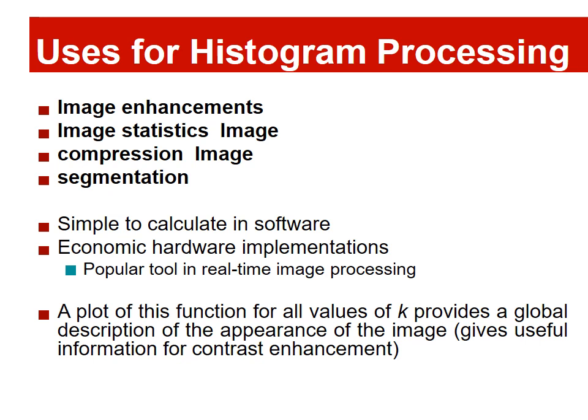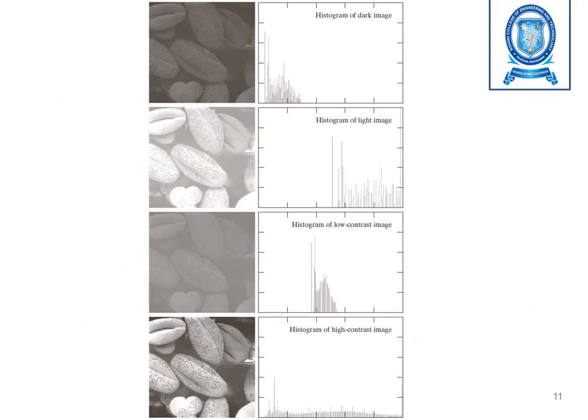Next we will see the uses of histogram processing. Using the histogram we can enhance the image, improve image statistics, and perform image compression and segmentation. It can also be easily implemented in any software, and in hardware as well using very simple techniques. We just have to plot the functions for all values of k obtained from the image.